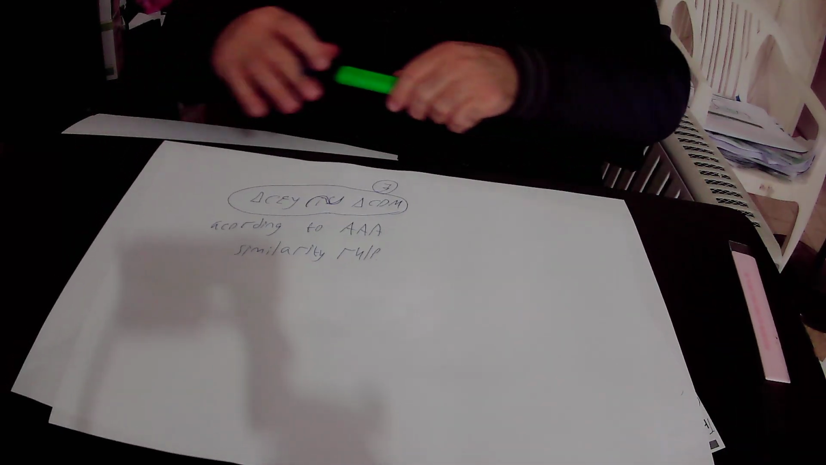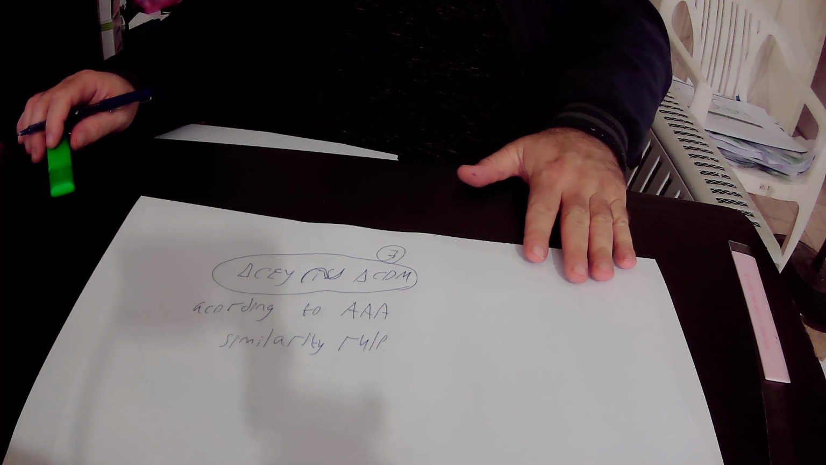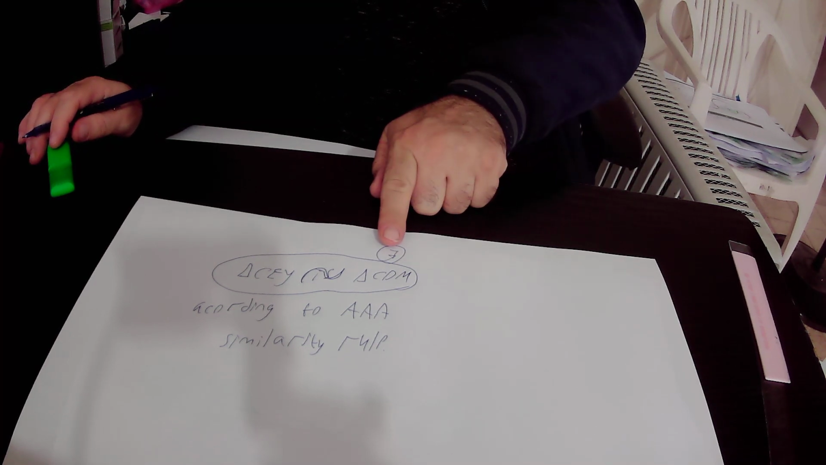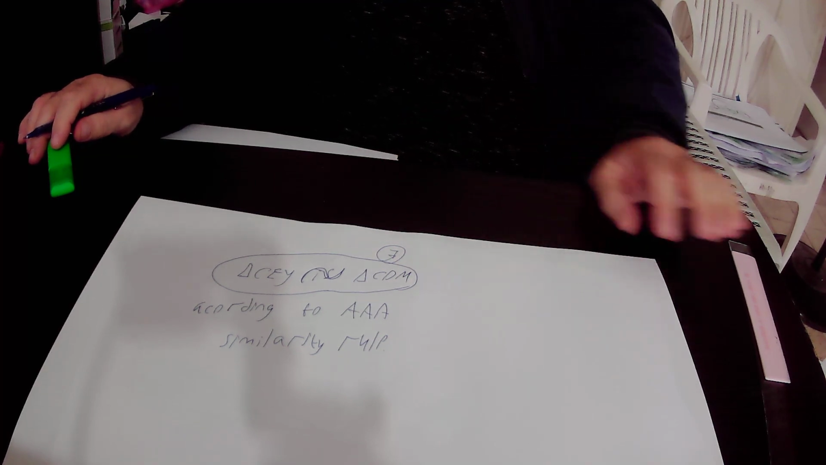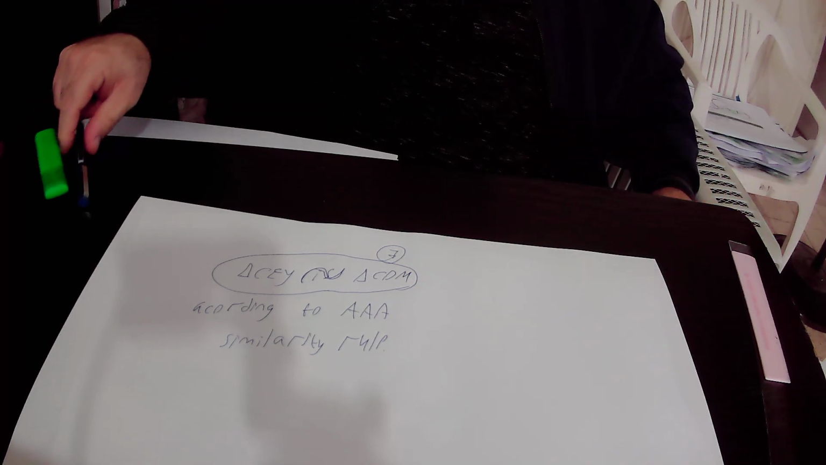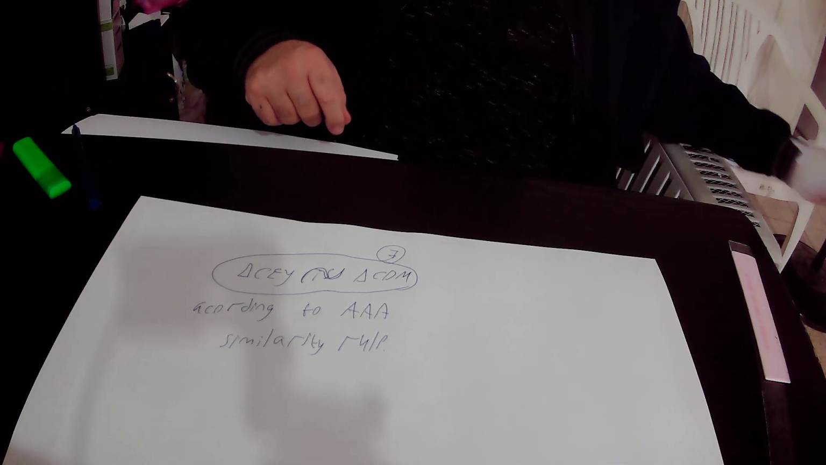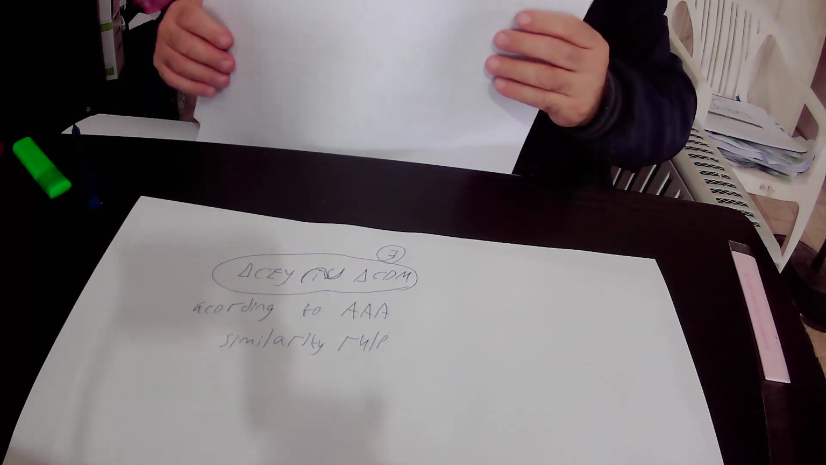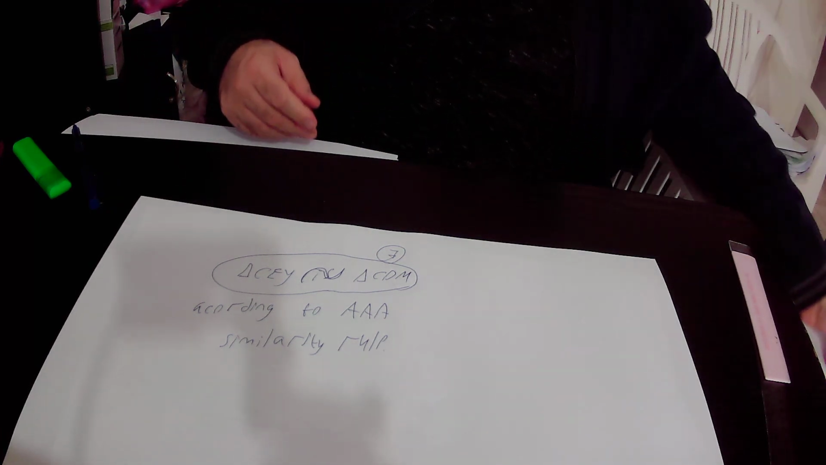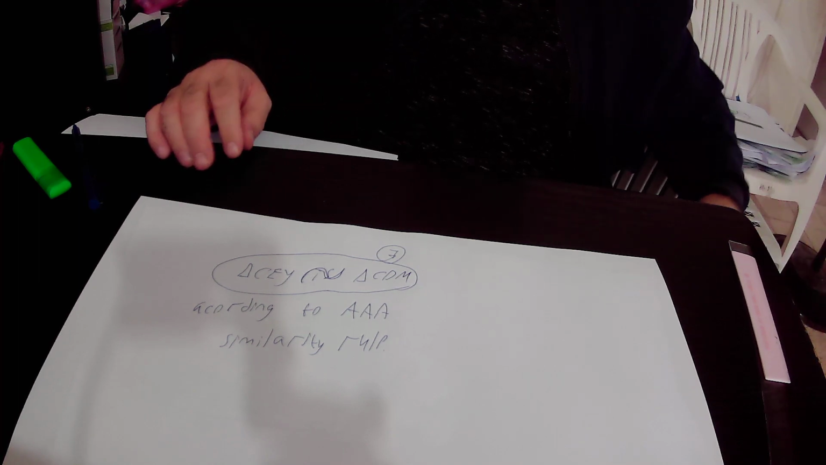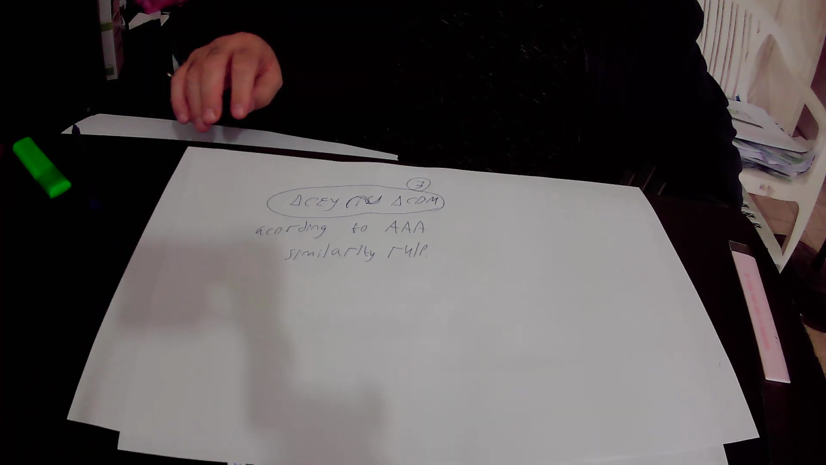I will repeat again. We proved the triangle CEY is similar to triangle CDM according to the angle similarity rule. So what is the angle similarity rule? The angle similarity rule is that if you prove that all three angles in one triangle are congruent to all three angles of another triangle, then those two triangles are similar to each other.